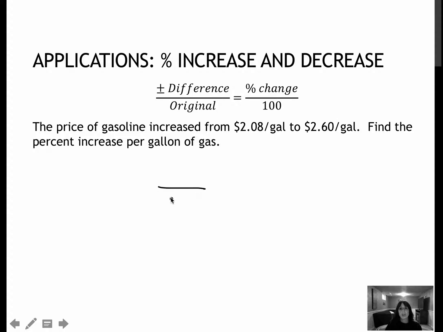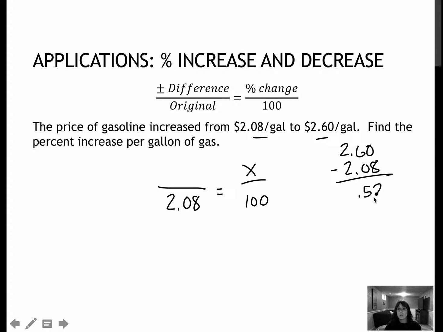So the original price is $2.08. I'm trying to find the percent change. And what I do know is this right here is a difference. So the difference between these two values means I would, of course, be subtracting, because difference means to subtract. And I end up with 52 cents. So the difference or the change is 52 cents, and it was increased, so of course that's positive.